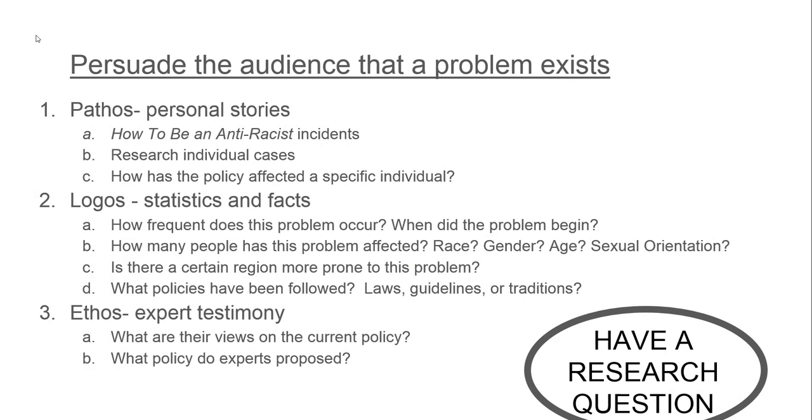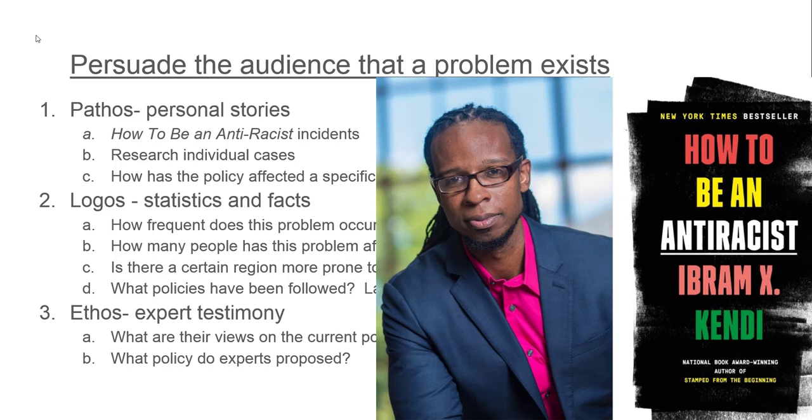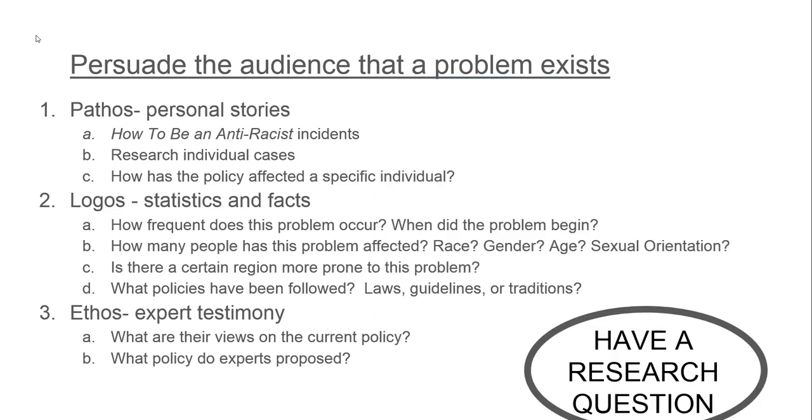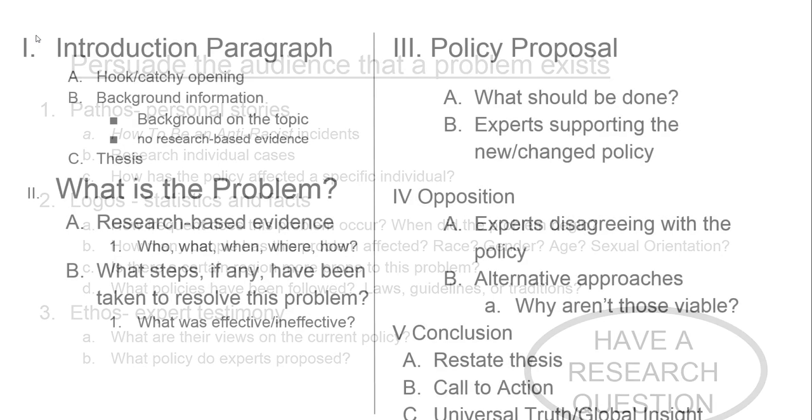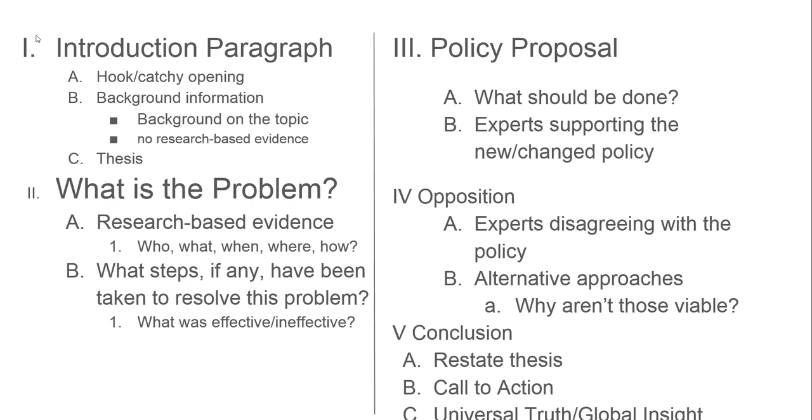In this section, you are persuading the audience that a problem exists. You could be using pathos, personal stories. This is a great place to include your connection to how to be an anti-racist because the author details his experience with this issue. Logos, statistics and facts. Ethos, expert testimony. So as you move forward with writing section 1, focus on what is the problem and have research-based evidence from database articles and books to persuade the readers that a problem exists.